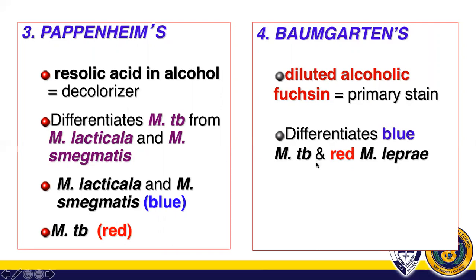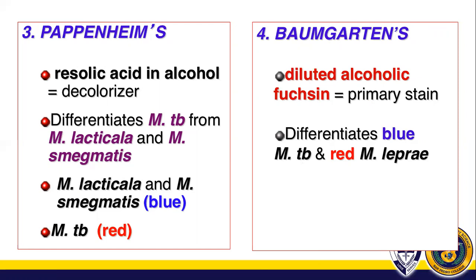On the fourth technique, however, Baumgarten's technique, which makes use of diluted alcoholic fuchsin as the primary stain, here Mycobacterium tuberculosis is stained blue, whereas the other organism, Mycobacterium leprae, is the one that's stained red. So blue, Mycobacterium tuberculosis; red, Mycobacterium leprae. So that's for Baumgarten's technique.